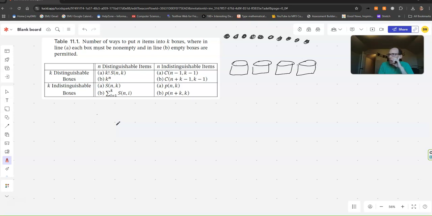So let's start with the way they're drawn now. They kind of look indistinguishable. So there's nothing like putting this ball in a box is the same as putting this ball in a box. There's no way to tell them apart. So this would be indistinguishable items. And the boxes right now look indistinguishable too.